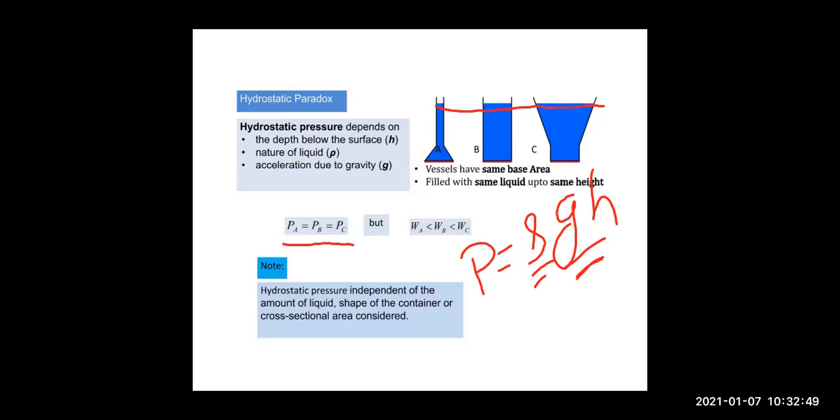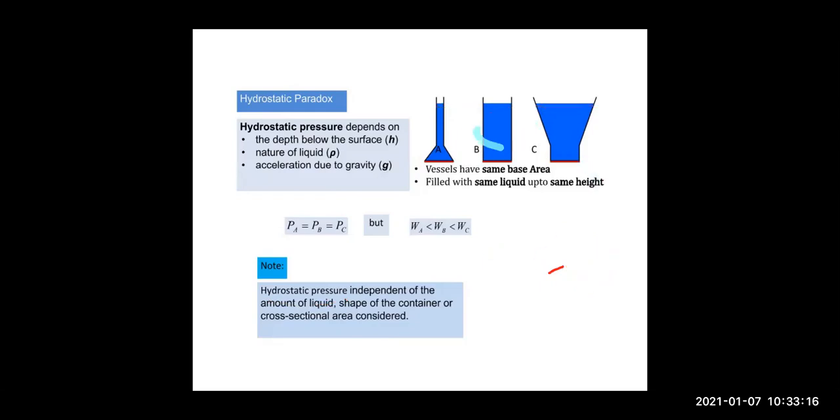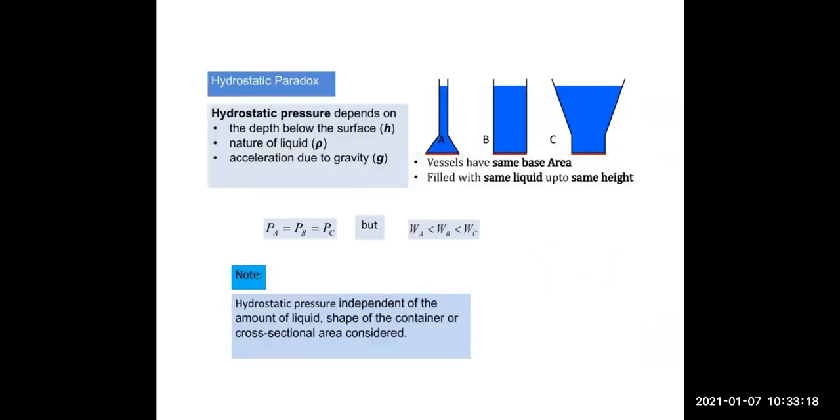So here you can see that this hydrostatic pressure does not depend upon the shape of the container. It does not depend upon the cross-sectional area of the container, right, children? It is independent of the amount of liquid. It only depends upon the density of the liquid, acceleration due to gravity, and the height of the liquid that is filled in the container.